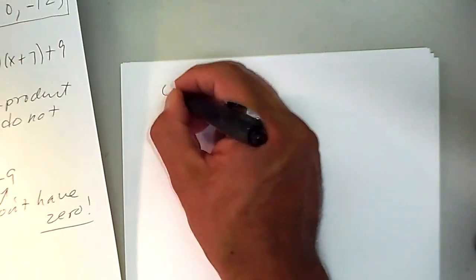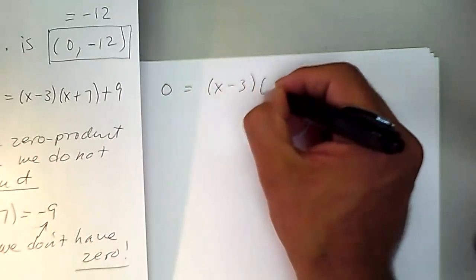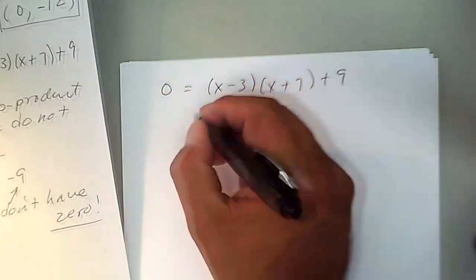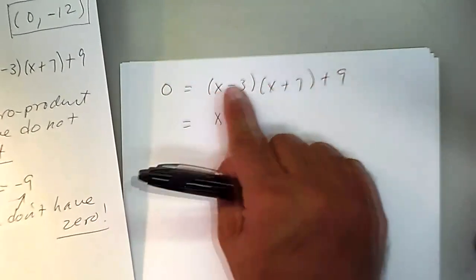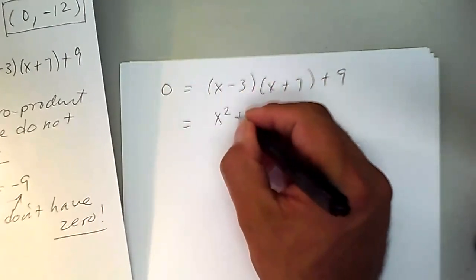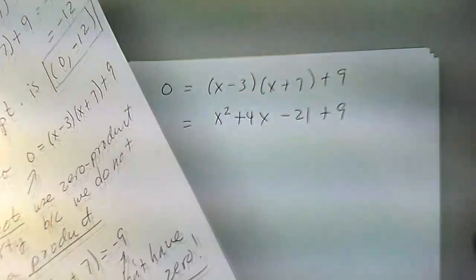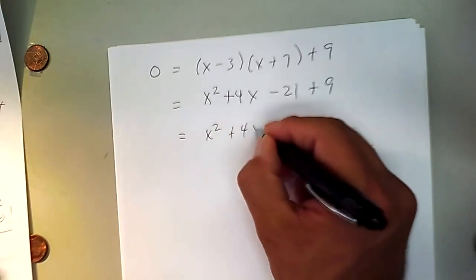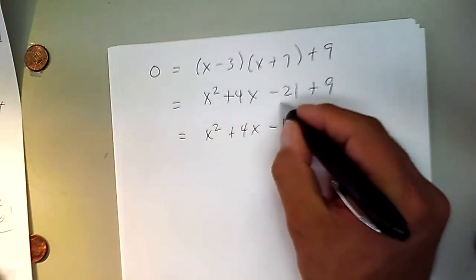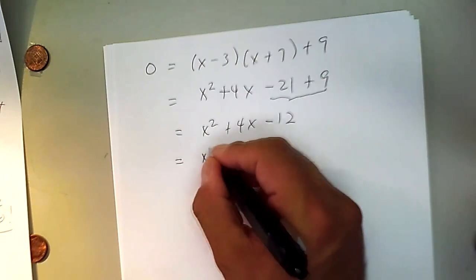Okay, so what do we do instead? All right, I'm going to copy the original equation with a 0 in it. So (x - 3)(x + 7) + 9. Well, just multiply this out. FOIL that out. So we have x squared plus 7x minus 3x, I'm going to do 4x at once, minus 21 plus 9. So that is equal to x squared plus 4x minus 12. So those two combine to make the -12, which in turn can be factored.